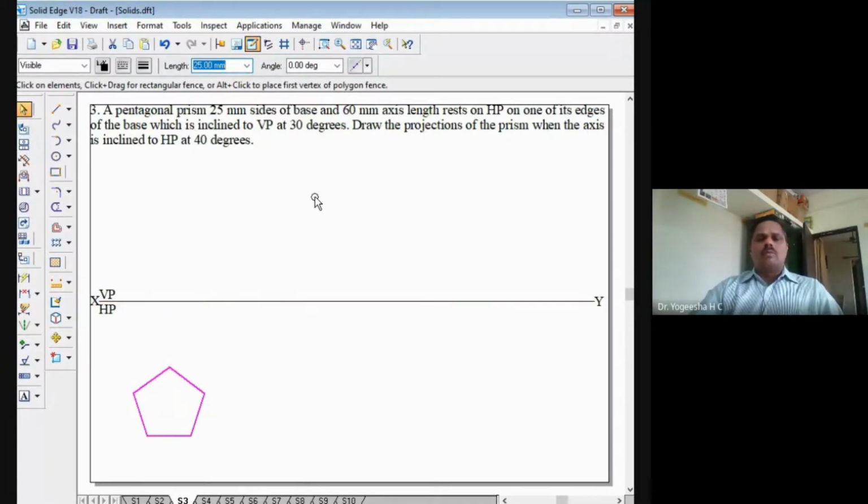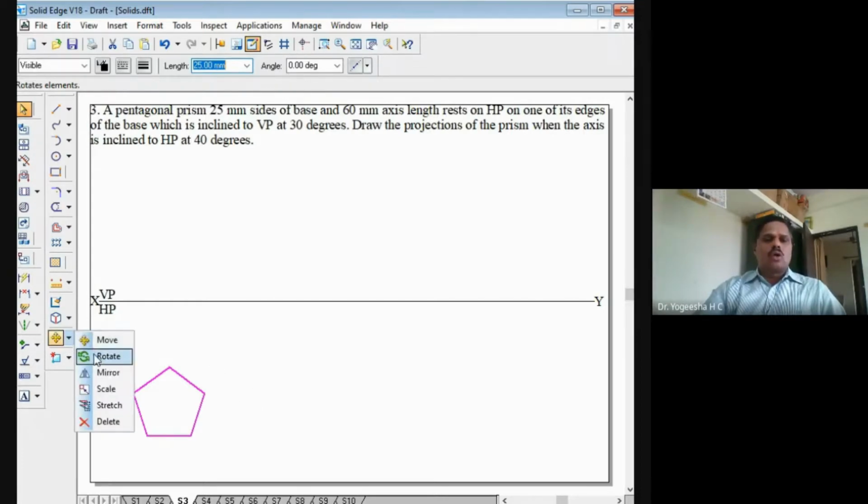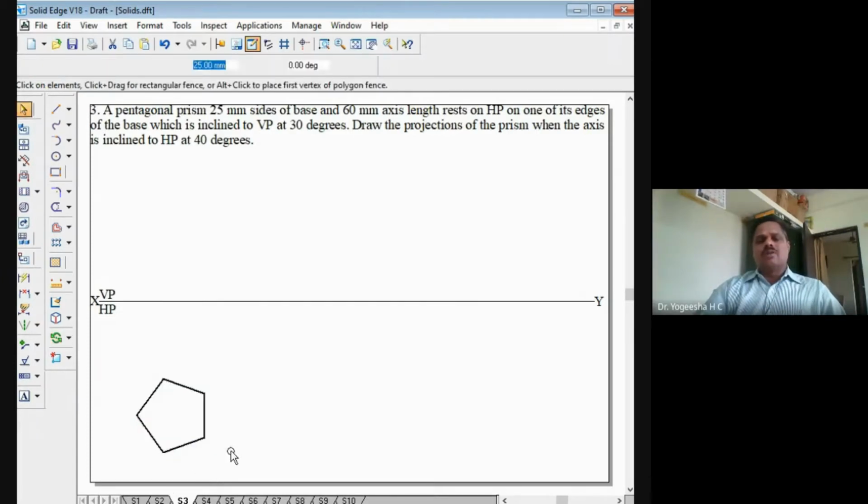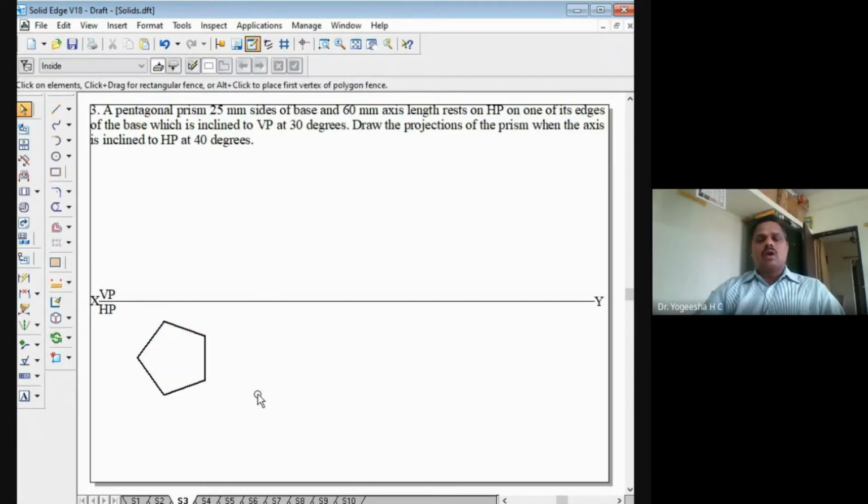Now, as I told, it is similar to the first problem. So it is resting with one of its base edges on HP. So one of the edges here, we have to make it perpendicular to the XY line, or perpendicular to VP. So we'll take the whole figure and choose the rotate command, with rotate copy off. I will rotate this to the initial position such that one of the edges is vertical and it is to the right side. We have drawn the projections.